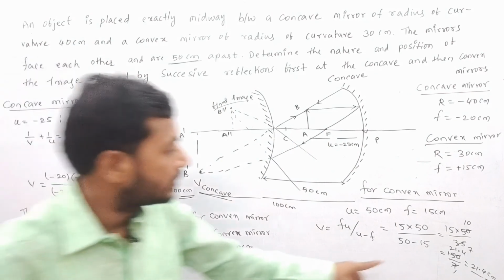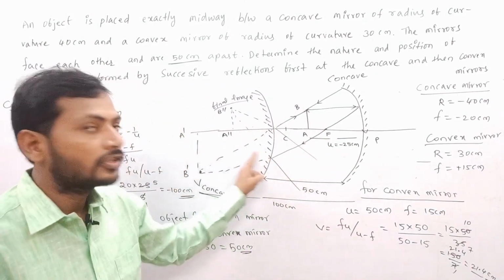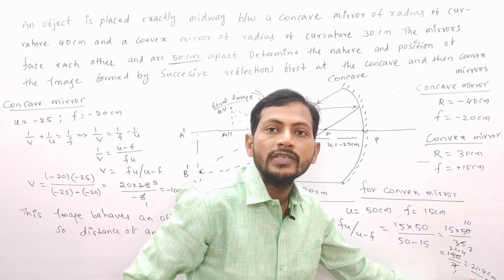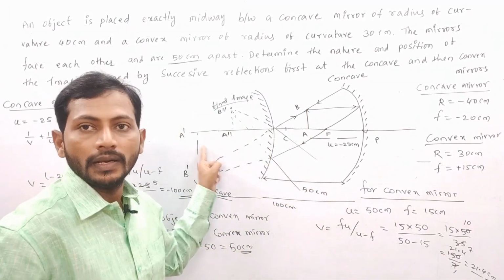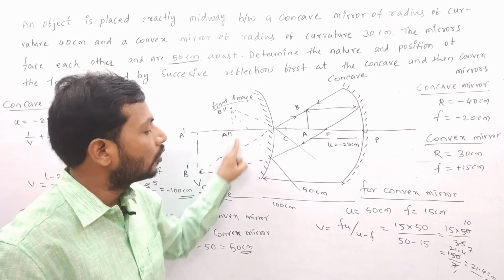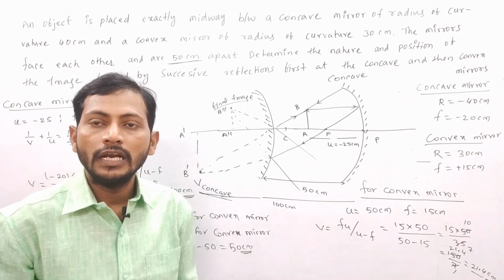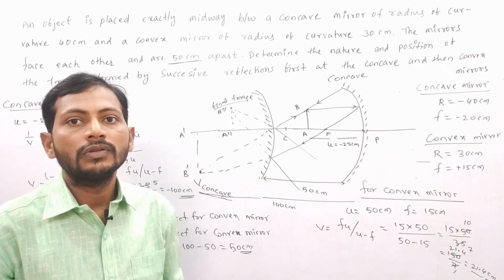From where? This is from the convex mirror. Clear? This is positive. Positive means which side? The back side of the mirror, the same side. You are going to get 21.4 centimeter. Is it clear for you, children? This is about this.